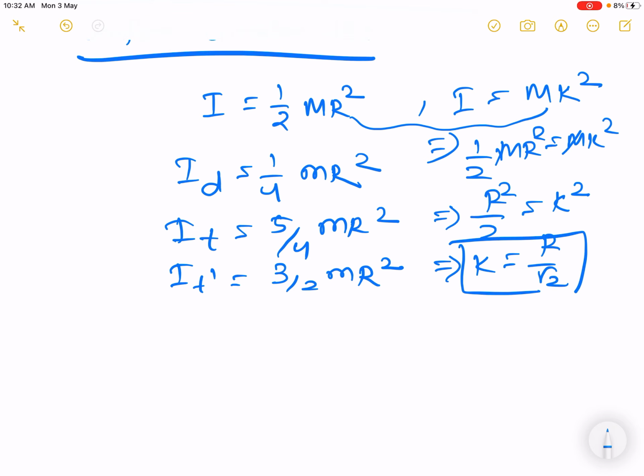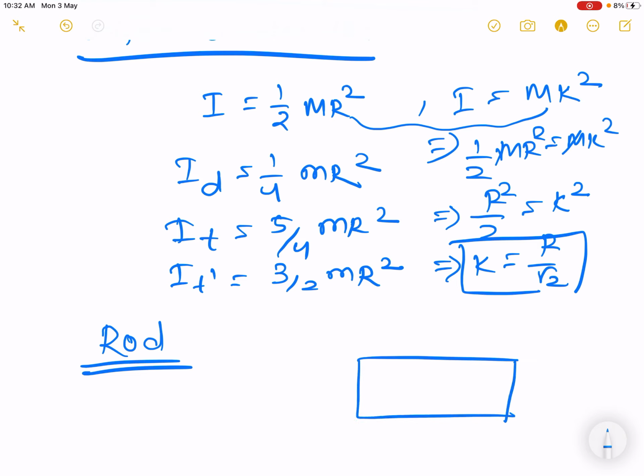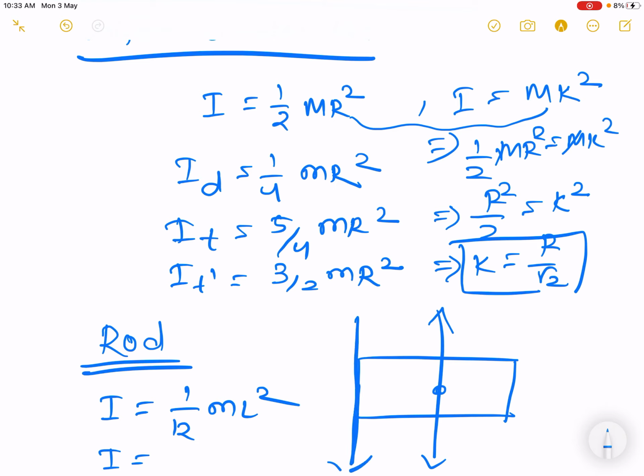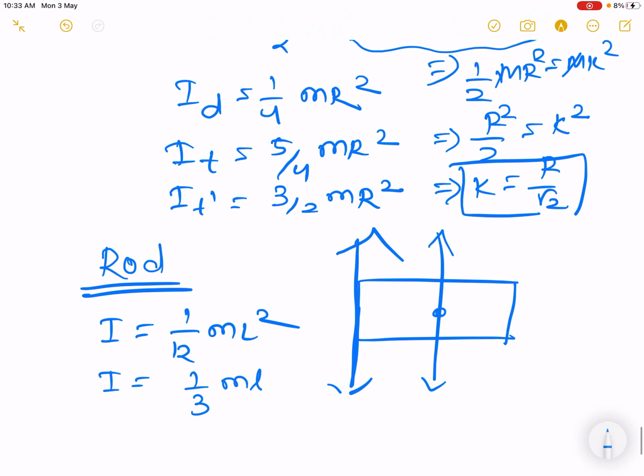Similarly, if we are discussing the moment of inertia of a rod, then for a rod about an axis passing through its center perpendicular to its length, this is the rod with the axis passing through the center, then the moment of inertia is 1/12 ml squared. Similarly, about an axis passing through one end of the rod, I equals 1/3 ml squared. These are all about the moment of inertia of different rigid bodies.